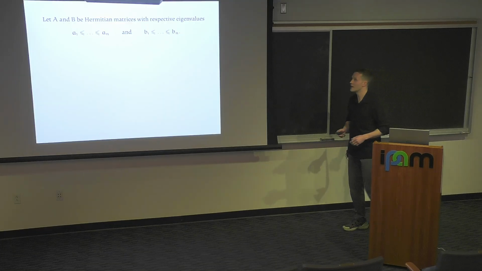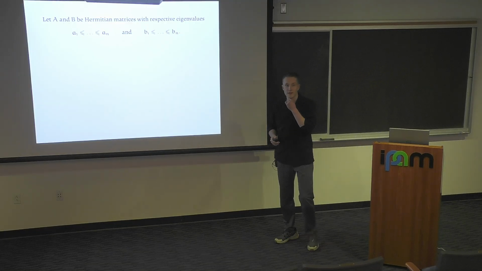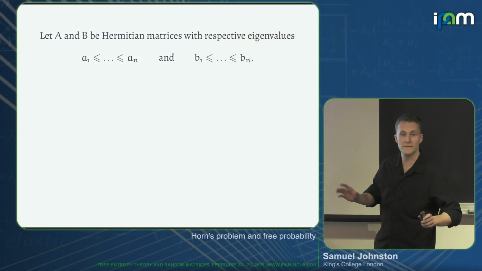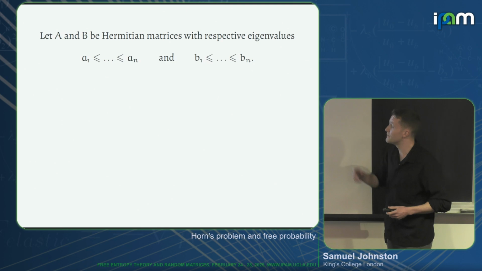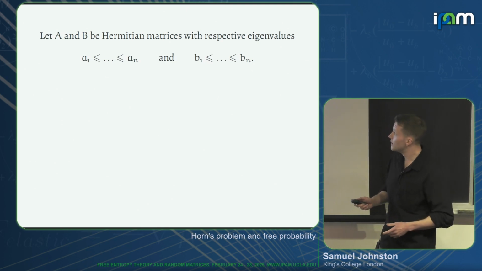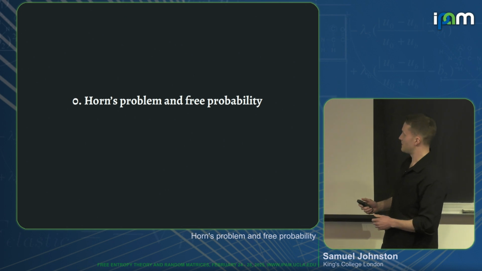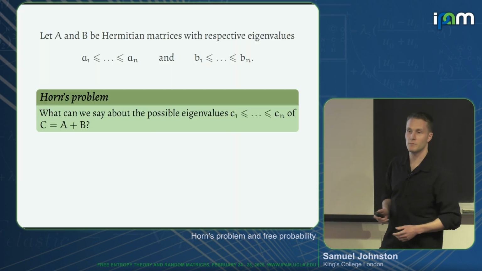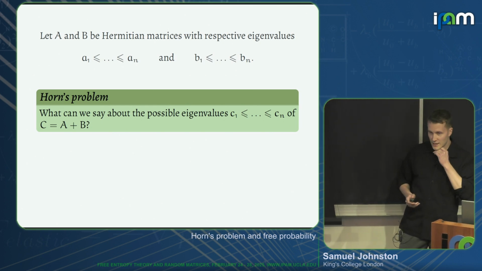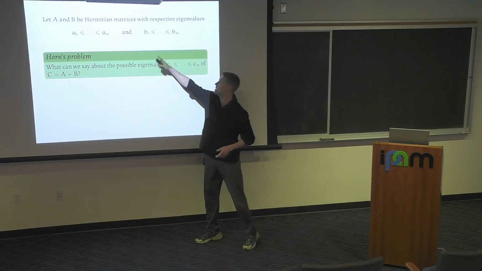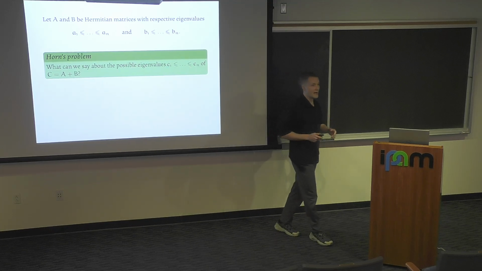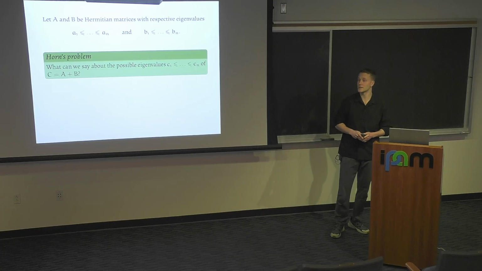So Horn's problem is concerned with the way eigenvalues of deterministic matrices behave when we add them together. Consider the following really simple problem. Let's say I have two Hermitian matrices, A and B, and I know their eigenvalues. What can I say about the possible eigenvalues of the sum of these two matrices? In other words, given these real numbers a_i and b_i, what are the possible real numbers c_i that can occur as the eigenvalues of A plus B?